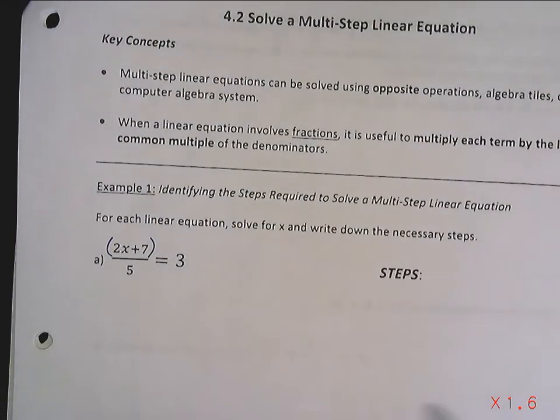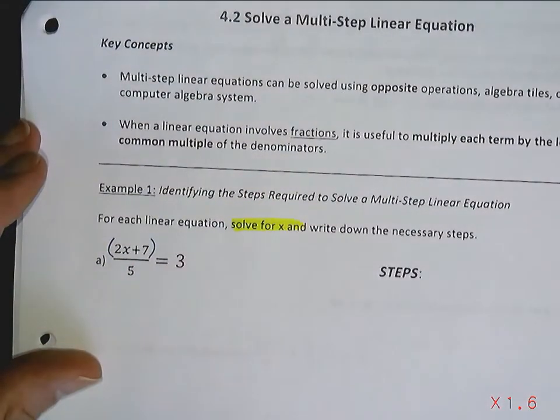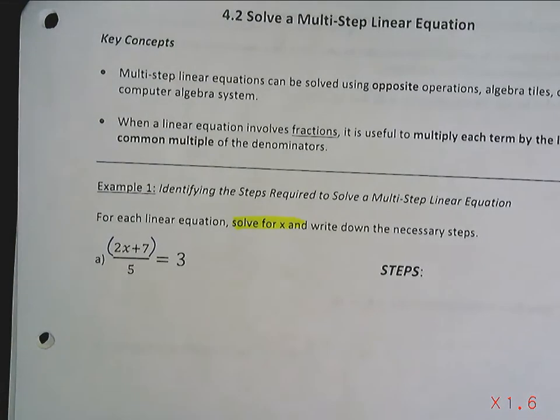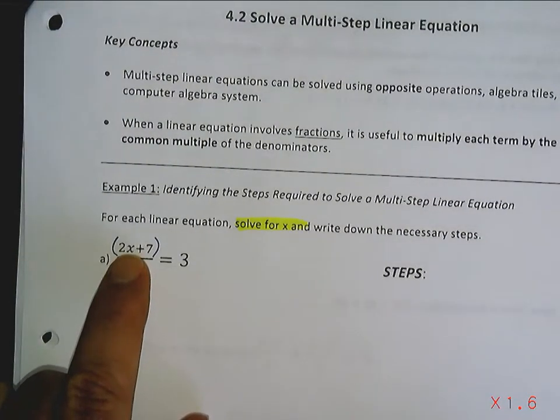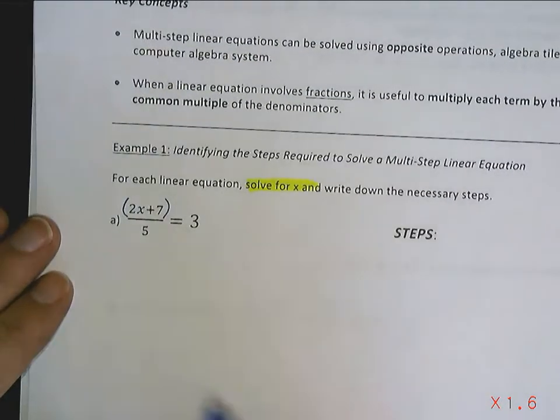So then the question says solve. And it says solve for x, which means we want to get x by itself. This requires a number of steps to tease out this little x to be by itself. The first thing I'm going to do is multiply both sides by 5. Look what happens.